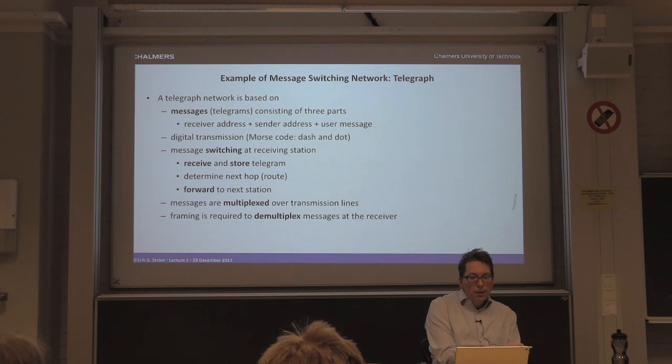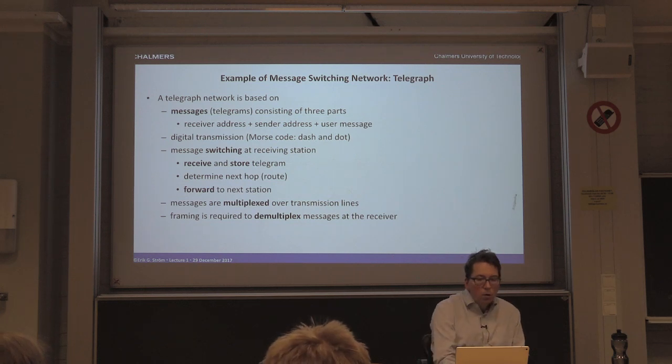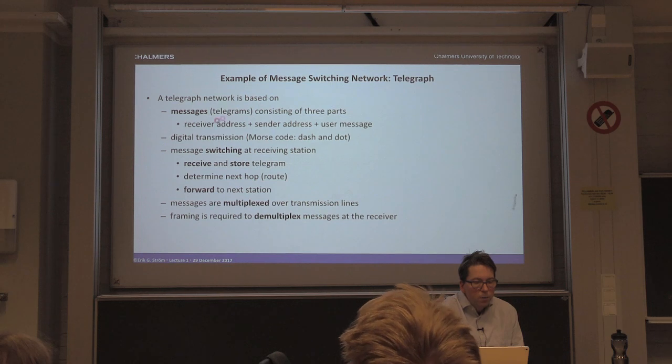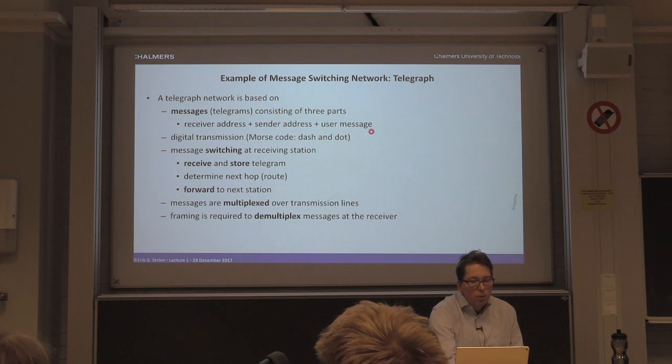So let's talk about message switching networks, and we'll do this in terms of an example to figure out the main characteristics of this. A telegraph network: they're not very common nowadays, but they used to be the dominant way of communicating over long distance. So a telegraph network is based on what? It's based on transmitting messages, telegrams, and these telegrams have three parts: a receiver address, a sender address, and a user message. So when Alice wants to send Bob a message, congratulations on your birthday, then Alice puts Bob's address here, and then her own address here, so Bob knows where this comes from, and then the message.